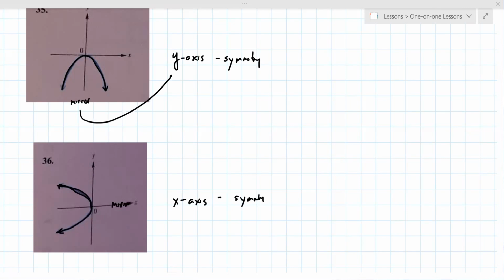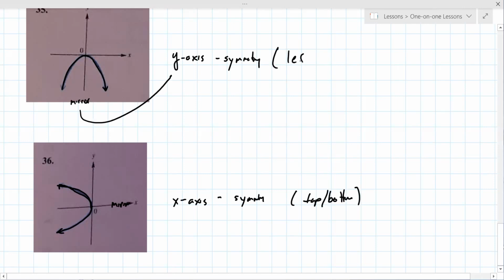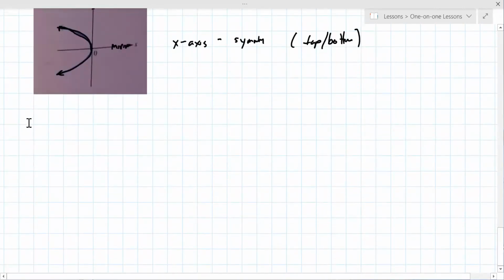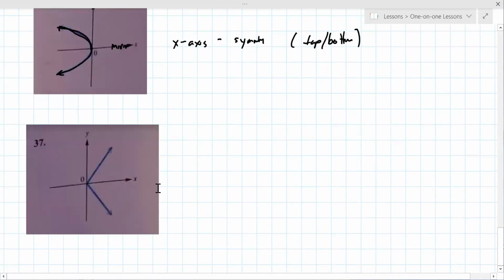So 37. You can almost make up some rules, like x-axis is top, bottom, same. Y-axis is left, right, same. This is usually pretty intuitive for most students, so I've actually not spent much time thinking of better ways to explain it. But this one has x-axis symmetry again because it's top, bottom. What's interesting is that they can actually have more than one, which we'll see coming up.